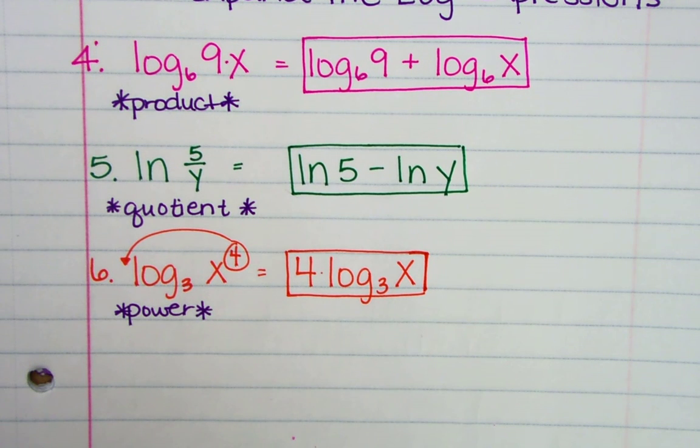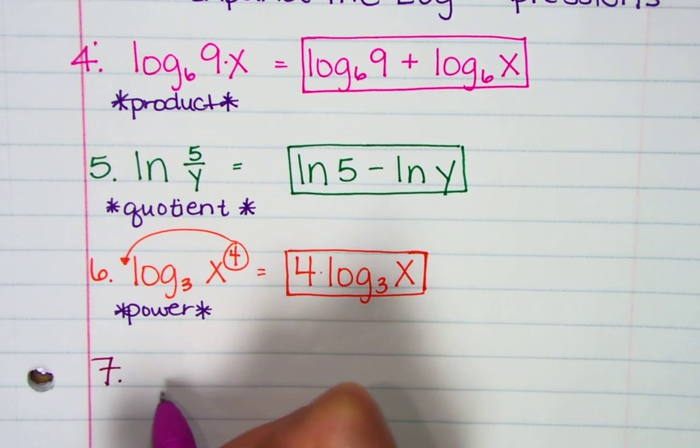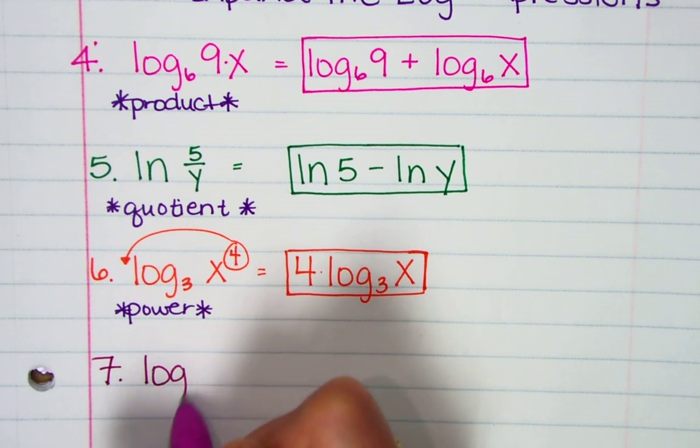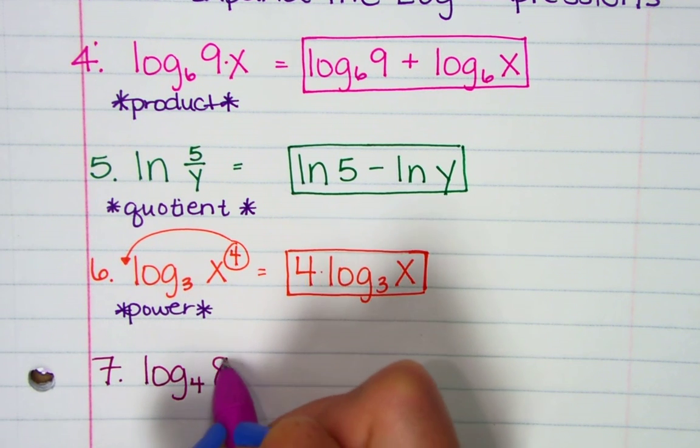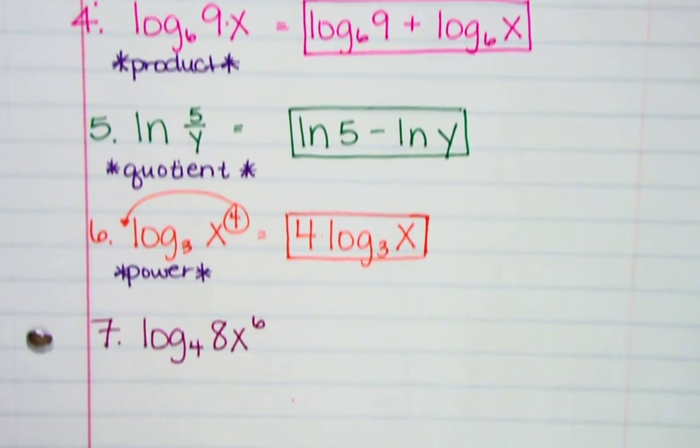Y'all good on that one? All right, okay, we got 2 more. Number 7, log base 4 of 8x to the 6th power.